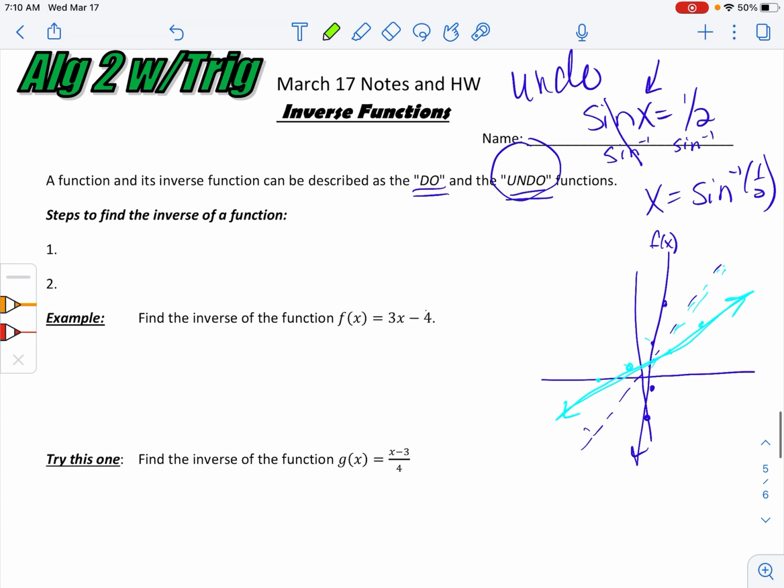in honor of St. Patrick's Day, I will use green. All right, so I said there were 3 steps to finding the inverse. The first step is take your function notation, whatever it may be, and turn it into y. So down here, my first step, this is going to be y equals 3x minus 4.